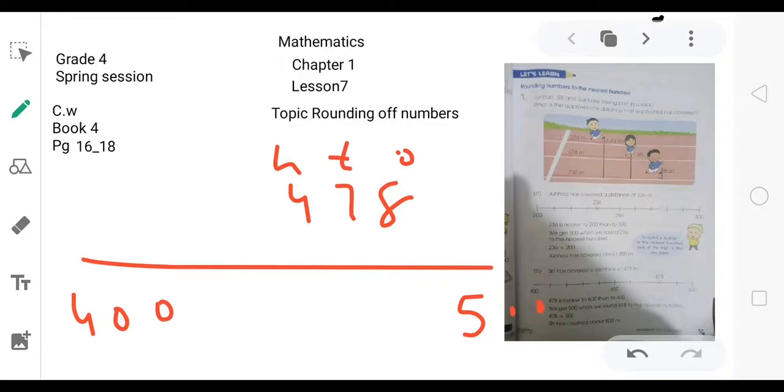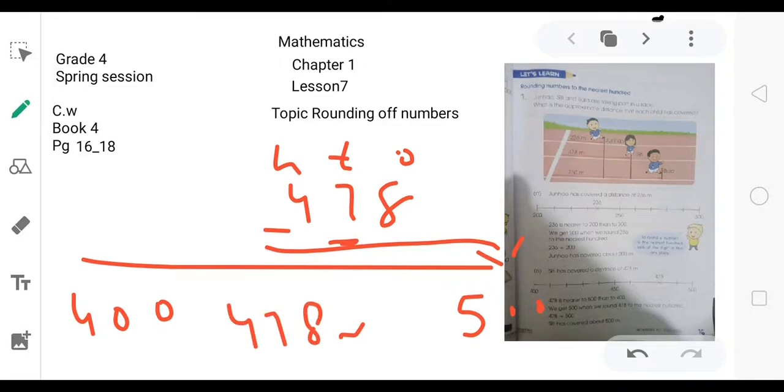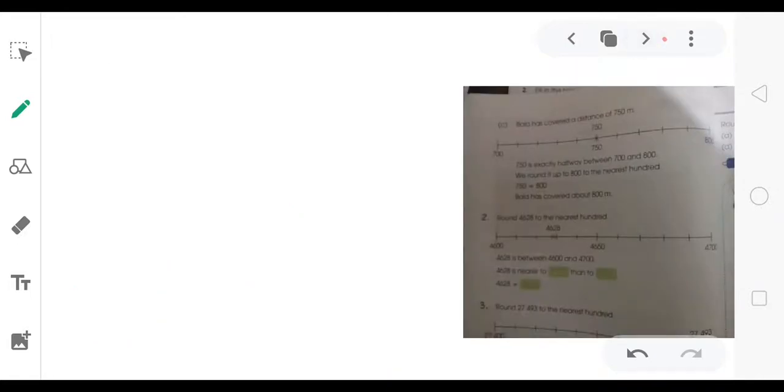Now again, when you are working on rounding to the nearest 100, you just have to check the digit in the tens place. So just check, this is a strong number, this is greater than 5. What will you do? It has the power to change this 100 to the next place. If this is 400, it becomes 500. Is it clear? So 478, when you round off this number to the nearest 100, becomes 500.